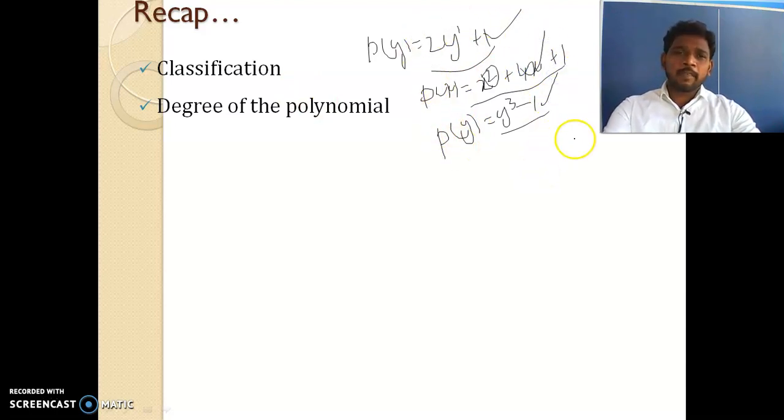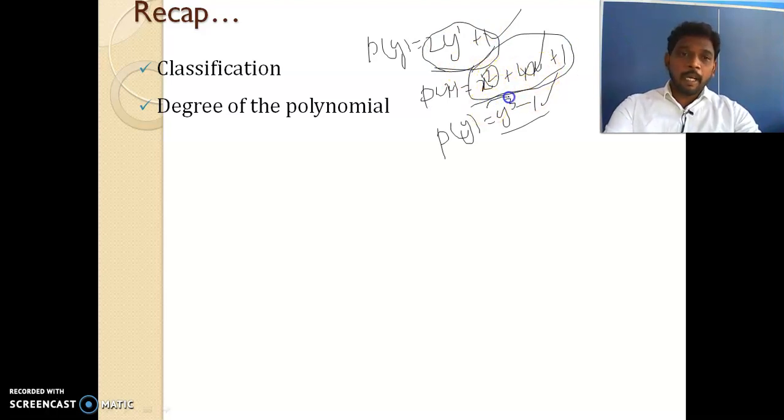And how can we classify according to the terms? Here two terms are there, therefore it is called a binomial. Here three terms are there, therefore this polynomial is called a trinomial. And here two terms are there, according to the terms it is called a binomial. So we classify the polynomial according to the terms and also the degree. According to the terms, we can classify as monomial, binomial, trinomial. According to the degree, we can classify them as linear, quadratic and cubic.